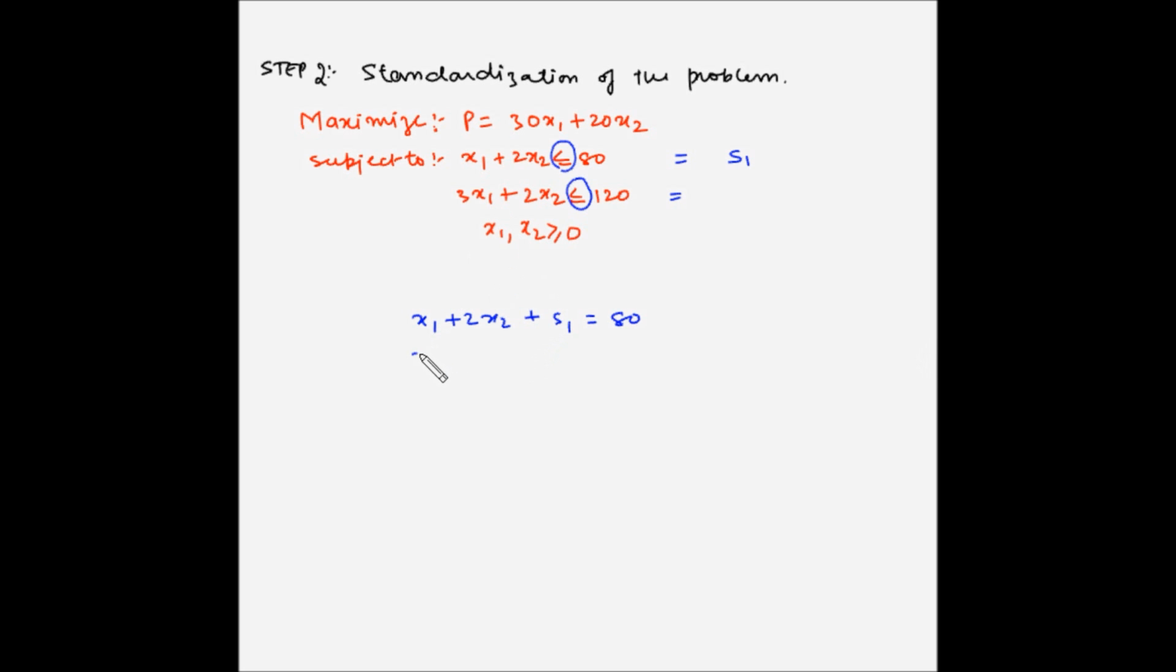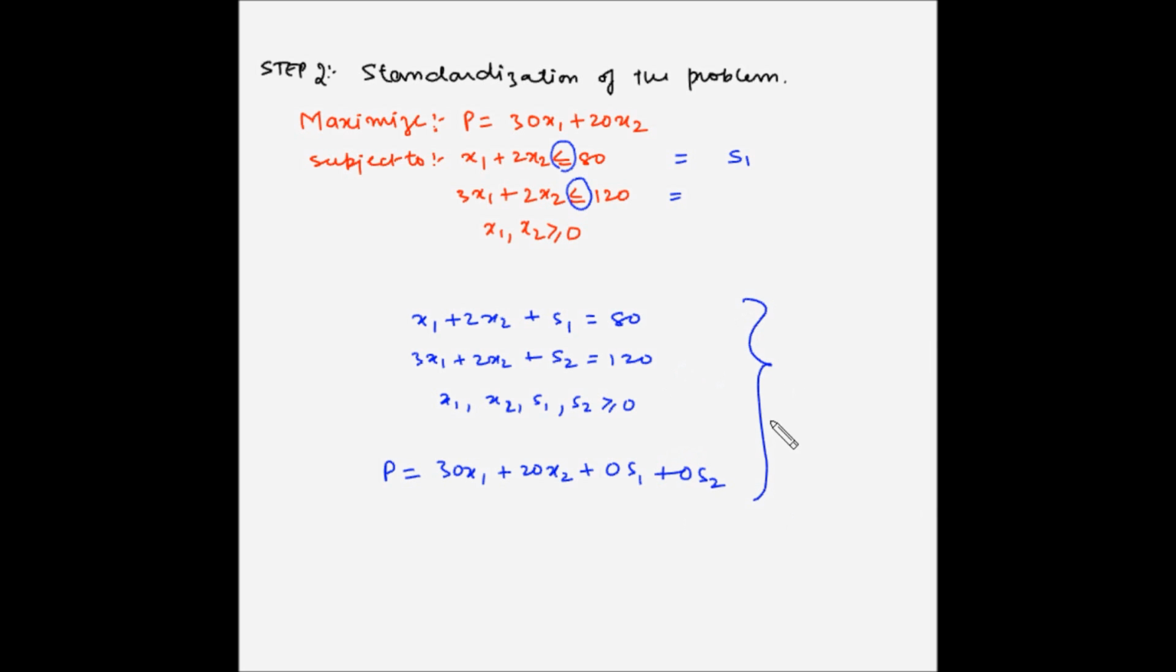Similarly, for the second constraint, we can write 3x1 plus 2x2 plus s2 is equal to 120, and all these variables should be greater than or equal to 0. So x1, x2, s1, s2 should be greater than or equal to 0. Now we have added two new variables, and all the variables should be included in the objective function. However, we'll consider that the unutilized capacity does not have any impact on the profit. So we'll consider a 0 coefficient for S1 and S2 in the objective function. So our objective function now becomes P is equal to 30x1 plus 20x2 plus 0s1 plus 0s2. So this is the standardized form of this problem.